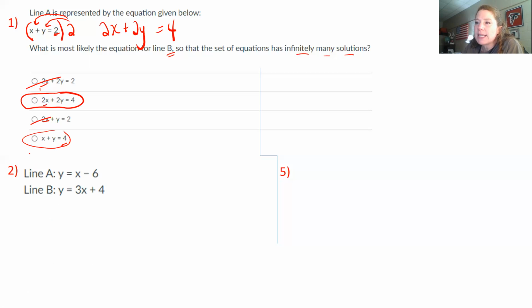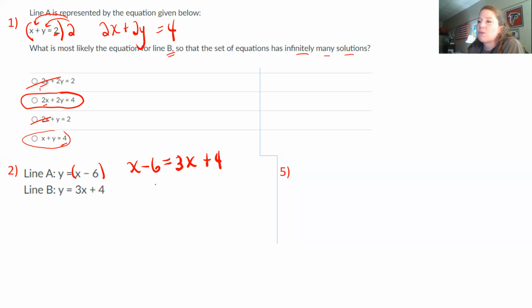All right, number 2. Basically, we just need to solve the system of equations. You have several choices. If you had a graph, you could graph them. And they're both equal to y, which means you can set them equal to each other. Or you can eliminate by multiplying one of the equations by a digit to make either the x or the y cancel. Well, since I don't want to multiply every single number in the first equation by a different number, I'm just going to set x minus 6 equal to 3x plus 4.